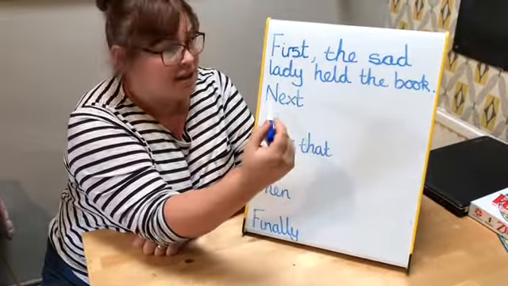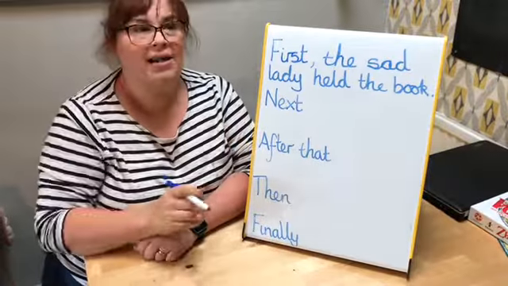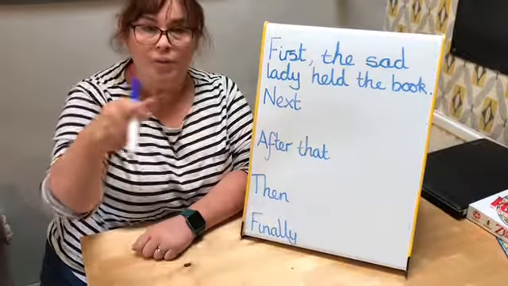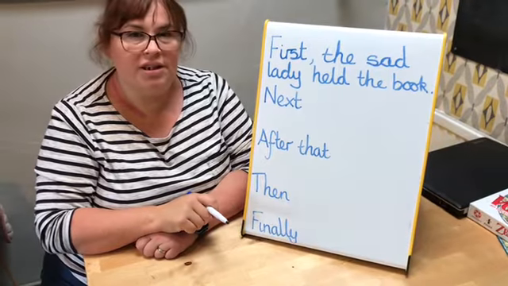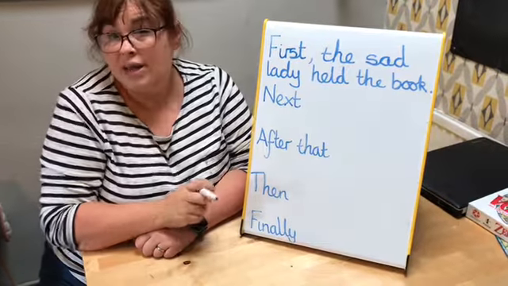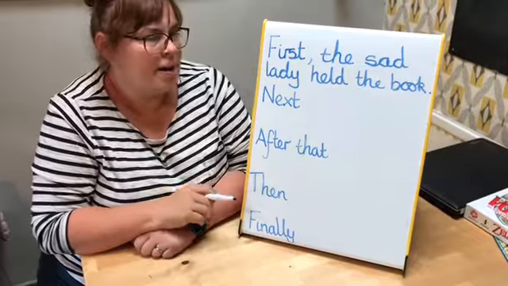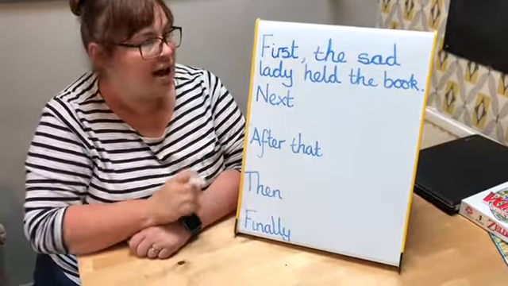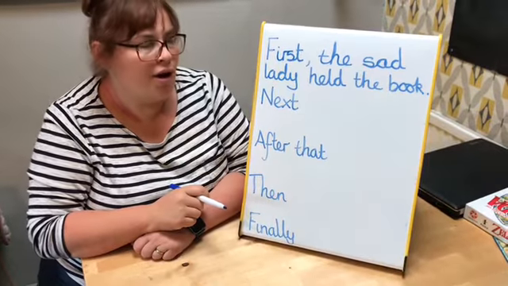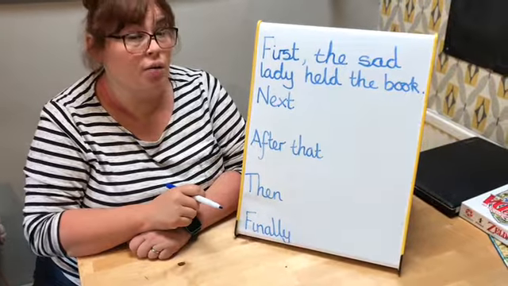So we don't have to repeat that part. We can just use she. So next, she opened the book. I wonder if she did it in a particular way. Did she do it carefully? Did she do it slowly? I'm going to say she did it quite slowly. Next, she opened the book slowly.